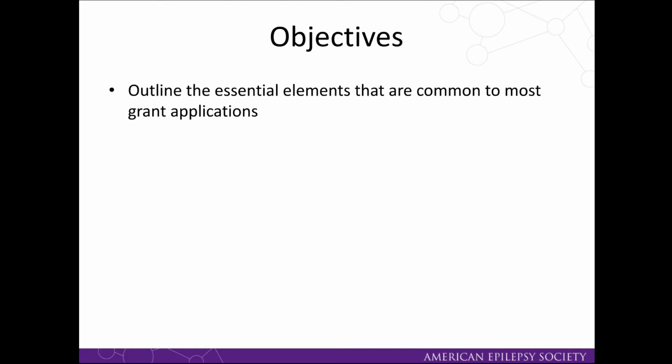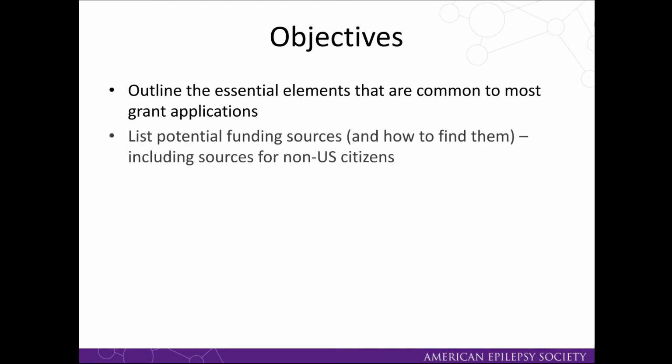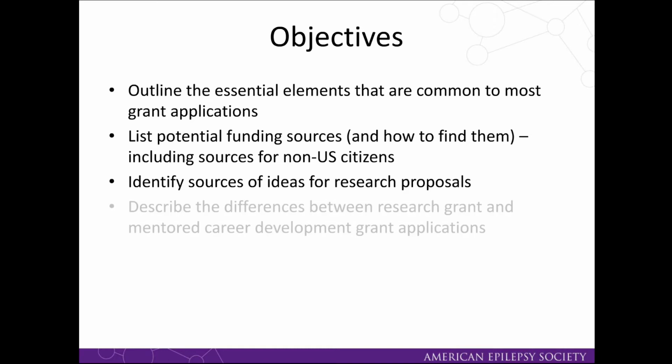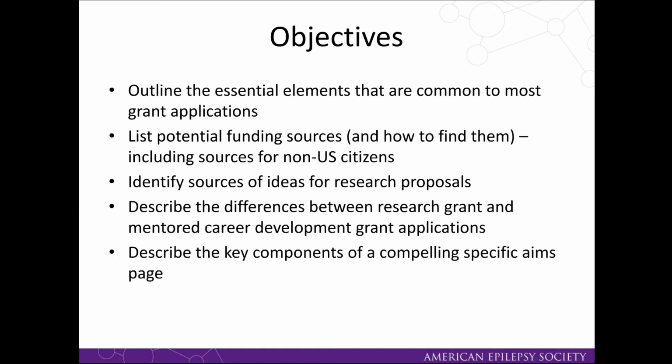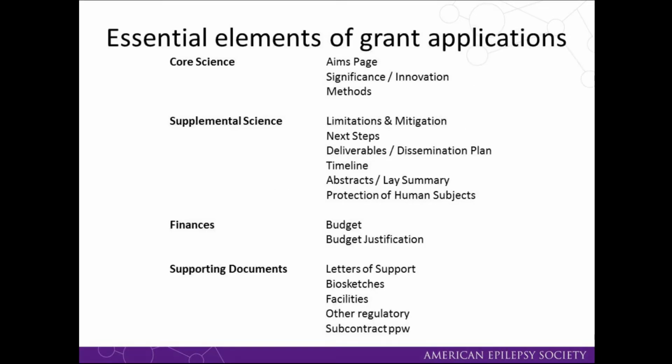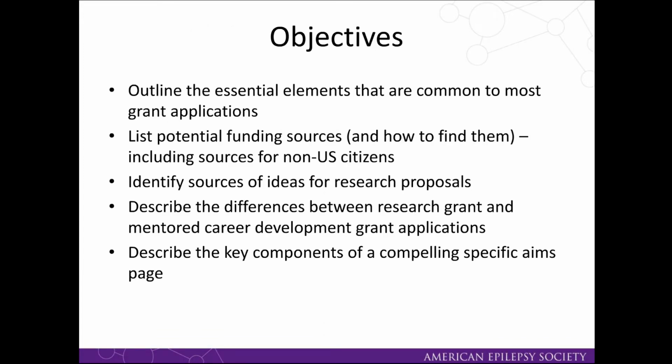So the objectives for the talk are as follows. First, I'm going to outline the essential elements that are common to most grant applications. I'll talk about some potential funding sources and how to find them, including sources for non-US citizens. I will identify some sources of ideas for research proposals. I will describe the differences between a research grant and a mentored career development grant application. I will then take a break, and then we'll dive into the key components of a compelling specific Aims page, which is the most important part of a proposal, and those are my objectives.